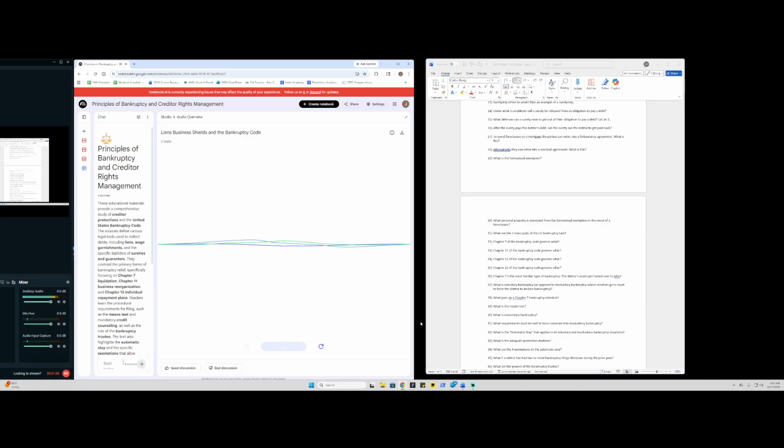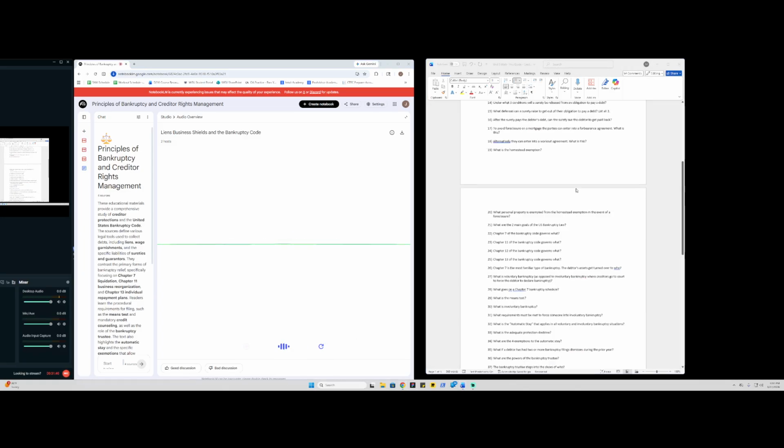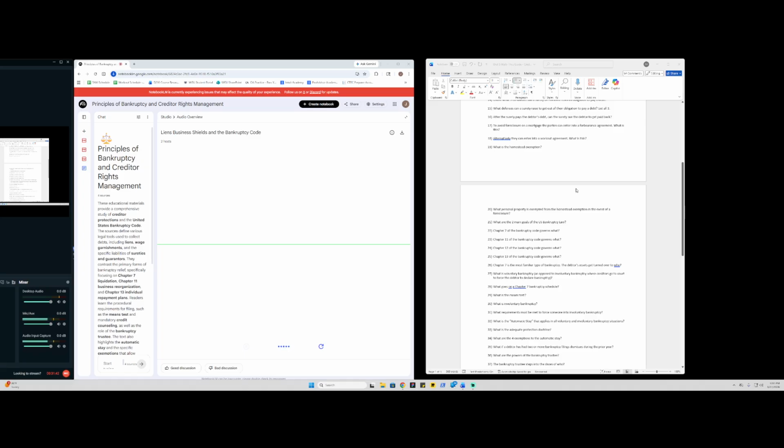And here's where it gets real. So then, what are the defenses that a surety can raise to get out of their obligations to pay the debt?